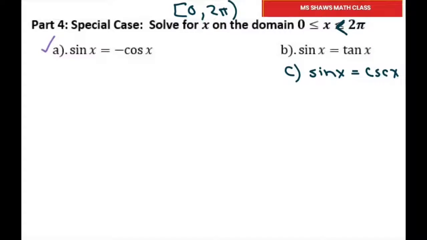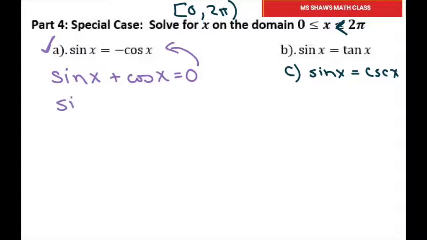A lot of times you'll get equations like this: sine of x plus cosine of x equals 0. And then what you'll have to do is subtract cosine from both sides, and you'll get this, like this. So make sure you know how to do that.